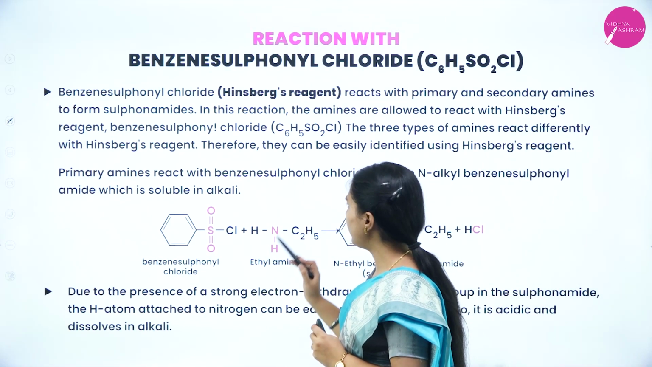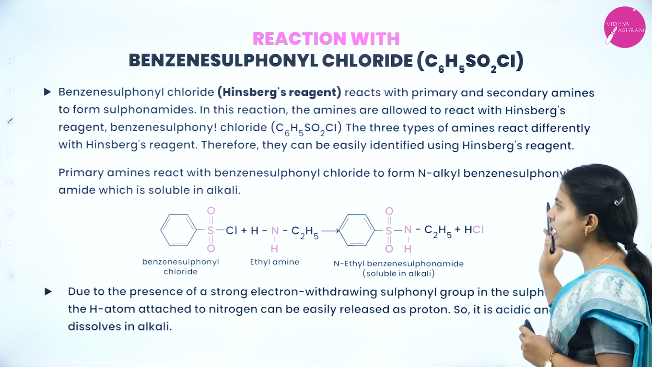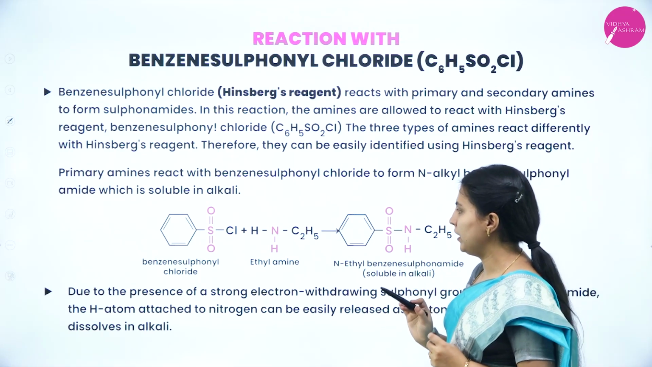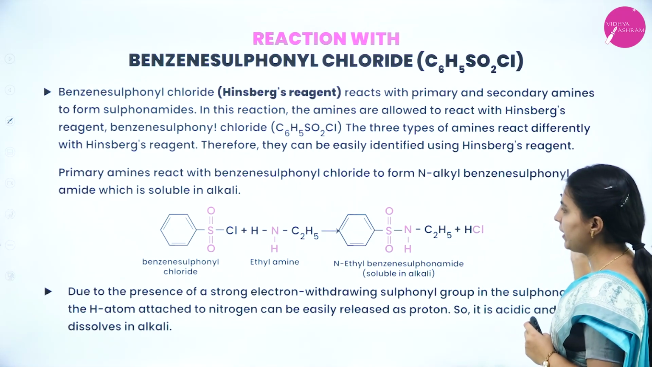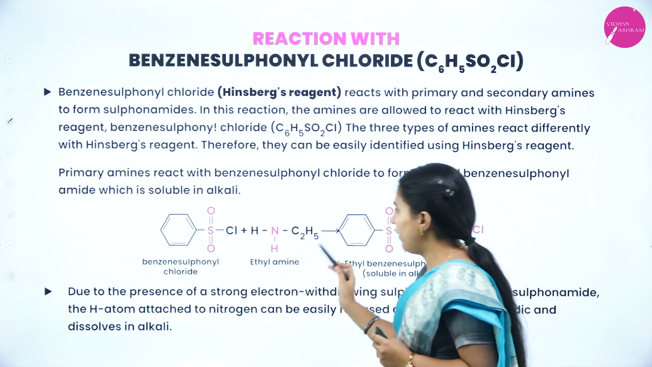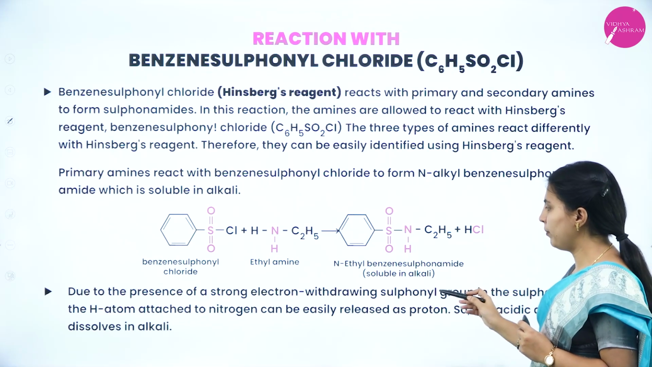Primary amines react with benzene sulfonyl chloride to form N-alkyl benzene sulfonamide, which is soluble in alkali. This is benzene sulfonyl chloride. They react with primary and secondary amines. Here they have taken ethylamine to form N-ethyl benzene sulfonamide, which is soluble in alkali.